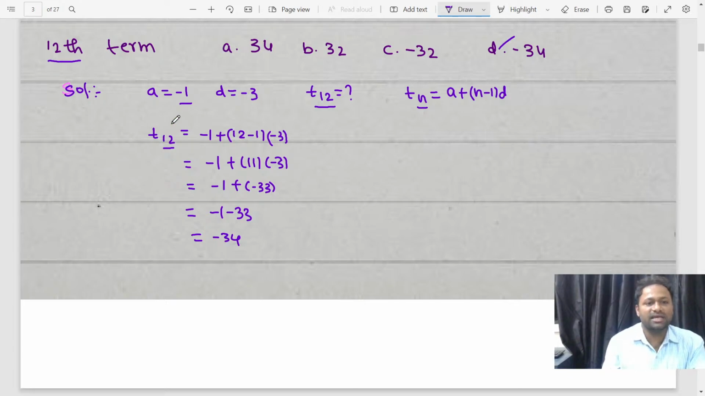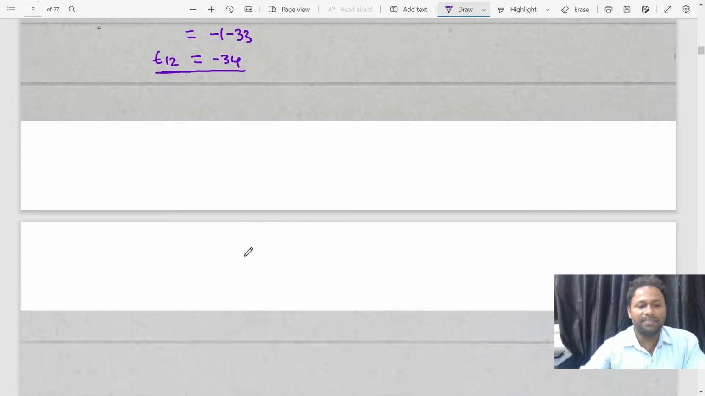See once again, first term given as well as common difference given, then we need to find the 12th term. We have the nth term formula and I substituted in this A value minus 1, d value minus 3 and n value 12. So minus 1, 12 minus 1 is 11, 11 into 3 is 33, minus 33, its value will be minus 34. So we got the T12 value. I think you understood easily, right? We will go to another problem.